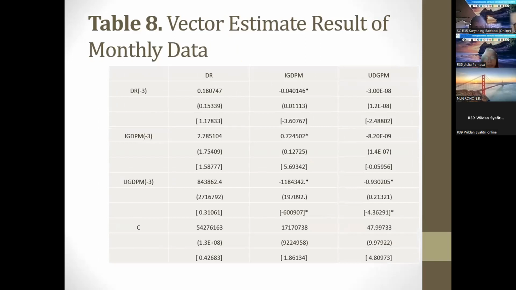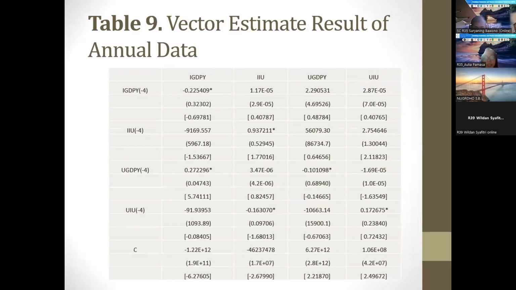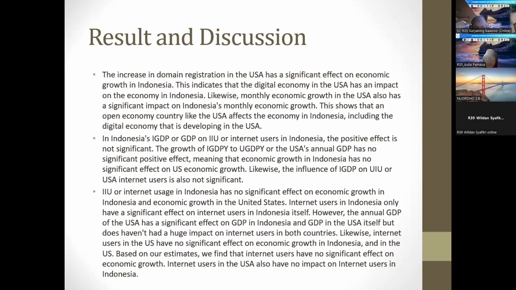Next, here is table 8, presenting the VAR estimate results of monthly data. And then table 9, presenting the VAR estimate results of annual data. For the result and discussion, there are three points here. For the first point, the increase in domain registration in the USA has a significant effect on economic growth in Indonesia. This indicates that the digital economy in the USA has an impact on the economy in Indonesia.